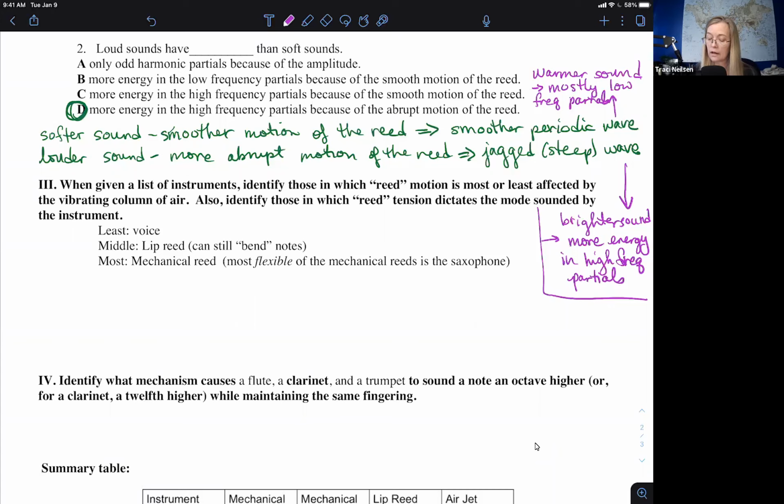Okay, so this next question, number 3, is talking about the coupling between the oscillator and the filter. Okay, that's what it's talking about.